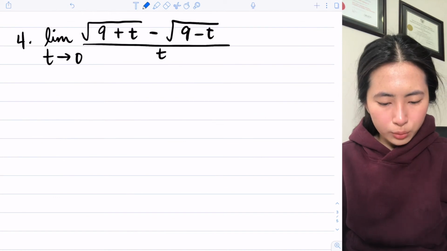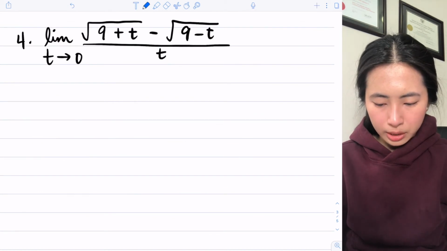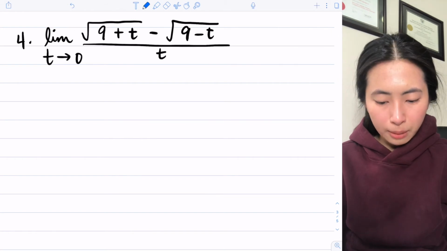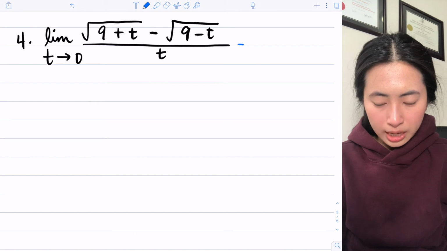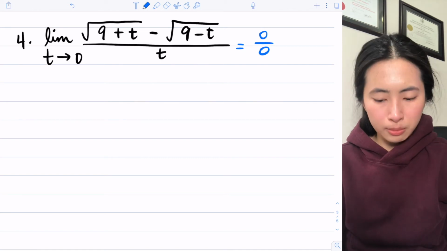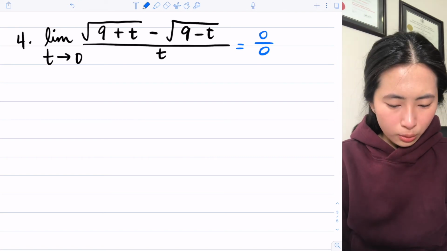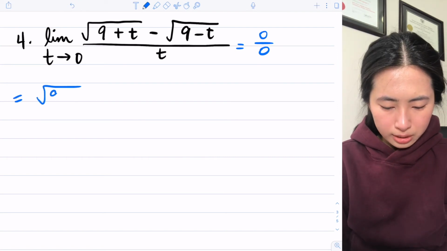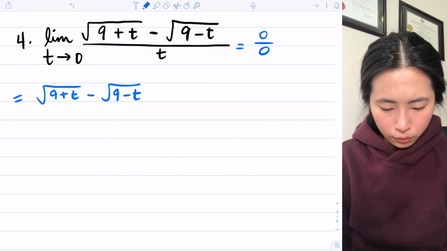So moving to number 4, we see that we have limits when t approaches 0, and we have square root of 9 plus t minus square root of 9 minus t over t. Applying direct substitution by plugging in 0 into t, you see that you do get an indeterminate form 0 over 0. And again, we're still rationalizing our numerator for us to eliminate this indeterminate form. So even if you're seeing two radical expressions in your numerator, it's going to be rationalization. So you have square root of 9 plus t minus square root of 9 minus t over t.